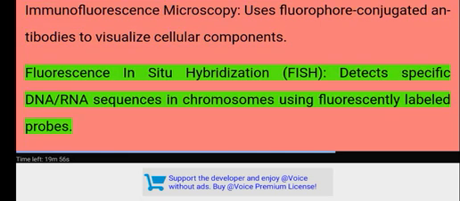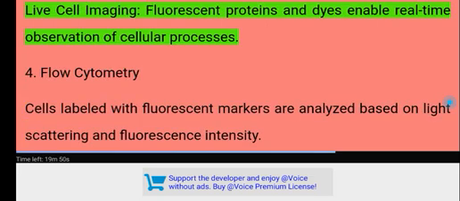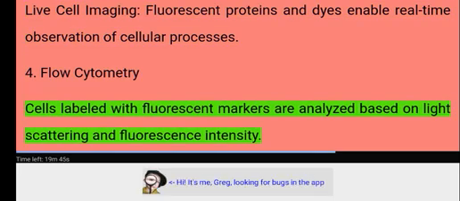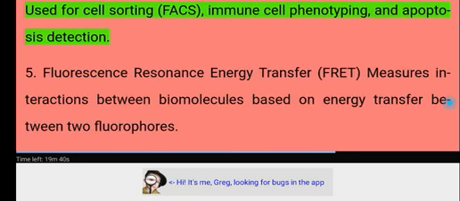Fluorescence in situ hybridization (FISH) detects specific DNA and RNA sequences in chromosomes using fluorescently labeled probes. Live cell imaging: fluorescent proteins and dyes enable real-time observation of cellular processes. 4. Flow cytometry. Cells labeled with fluorescent markers are analyzed based on light scattering and fluorescence intensity. Used for cell sorting (FACS), immune cell phenotyping, and apoptosis detection.